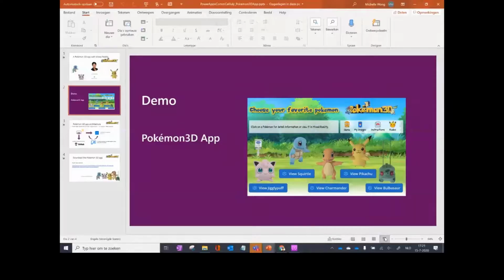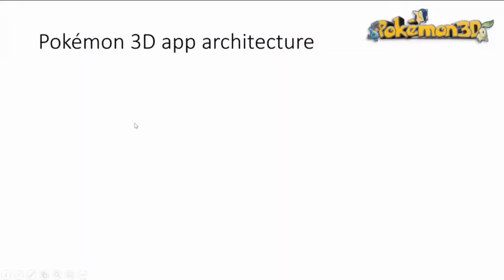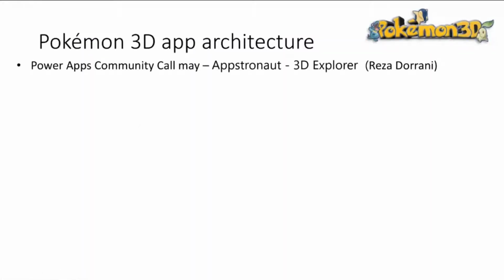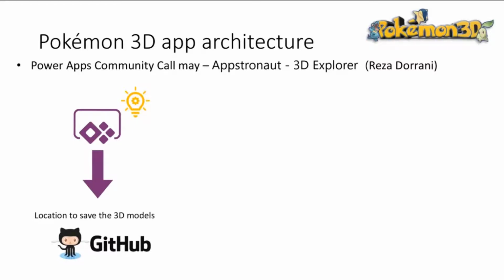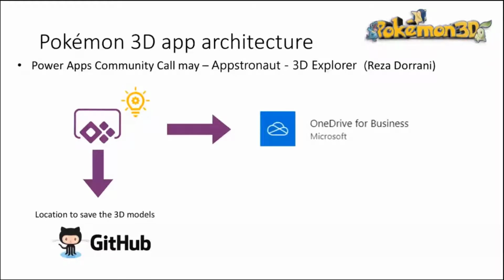And so I go back to the structure, the architecture of this Pokemon app. Actually, I got the idea from the community call in May from Risa. And so I would like to give it a try. So I went on the internet and did some searching for 3D models. I found Pokemon 3D, and that's the idea for this app. And the 3D models, I have to save into my GitHub. I also use the OneDrive for Business connector to save my images.